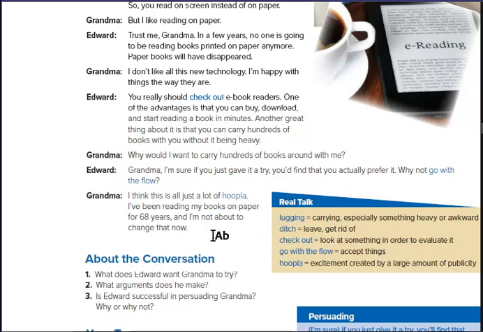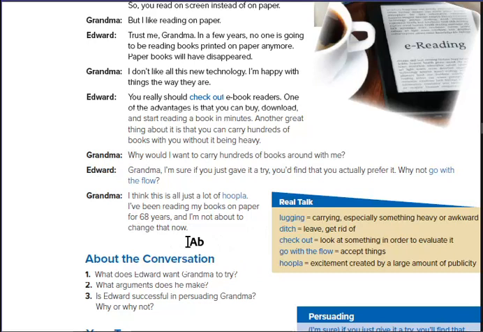So this is about the grandma. She says this is a lot of hoopla about technology, this is just a hoopla. I've been reading my books on paper for 68 years and I'm not about to change that now. Meaning I've been reading for 68 years, why change things now?